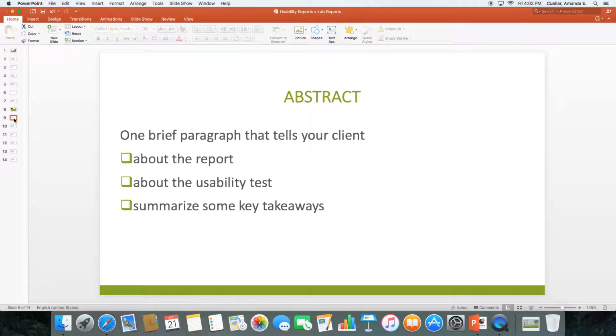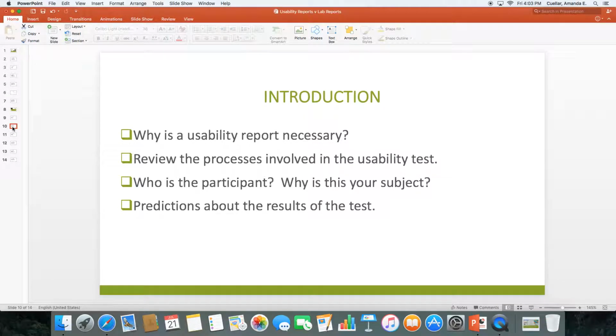The abstract should both serve the purpose of the lab report, summarizing the key takeaways, as well as the goal of informing the client on why you are giving them this report. And I should correct myself and say the abstract should both serve the purpose of the usability report, as well as the goal of informing the client on why you are giving them this report. So an effective usability report will have a clear focus and prioritize results.